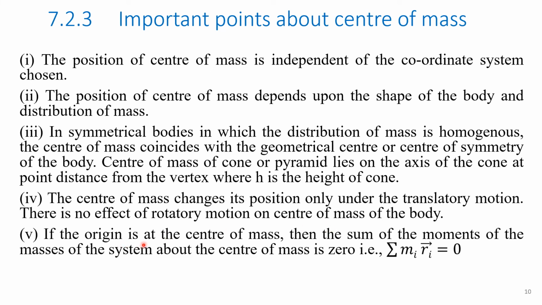Point number 5. If the origin is at the center of mass, then the sum of the moments of the masses of the system about the center of mass is zero, that is, sigma mi ri equals zero.